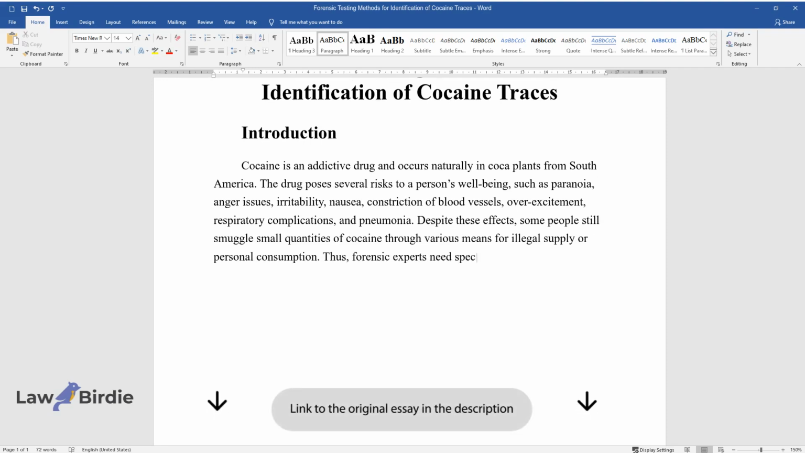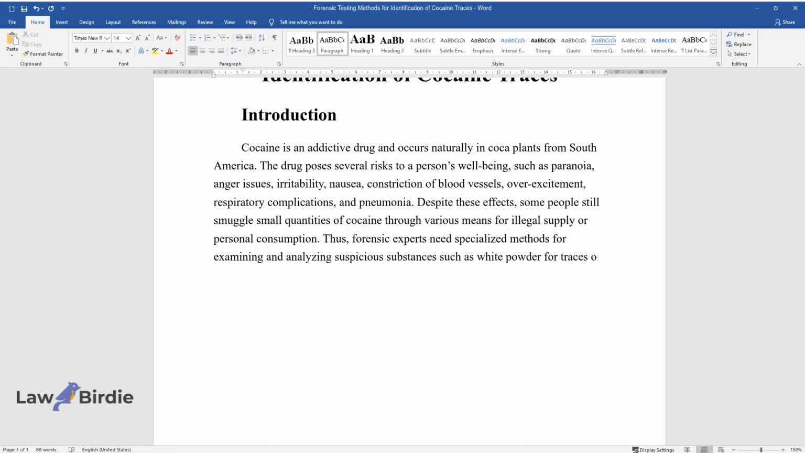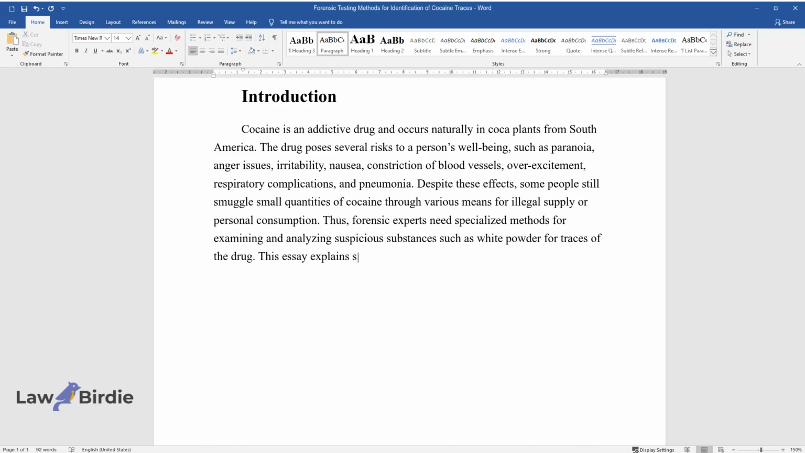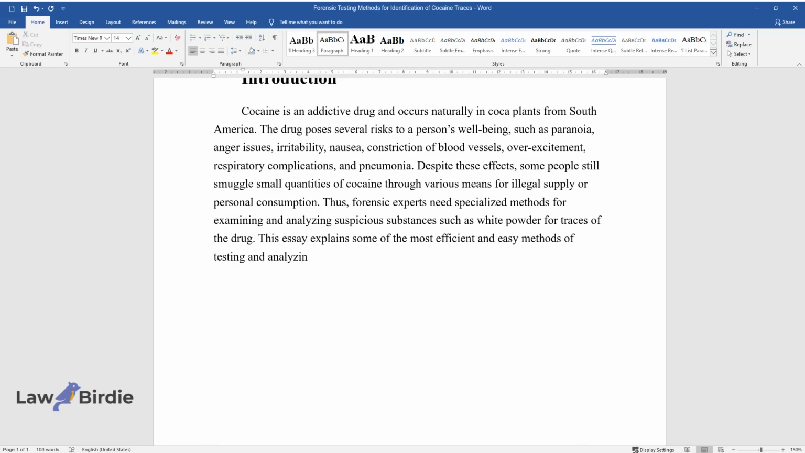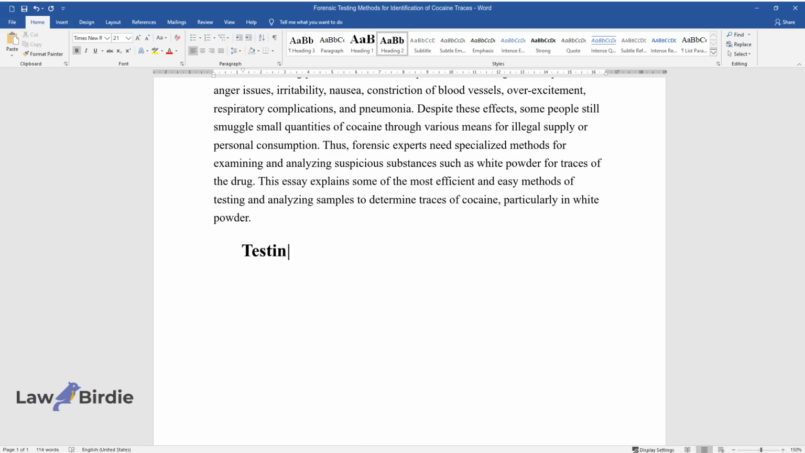Thus, forensic experts need specialized methods for examining and analyzing suspicious substances such as white powder for traces of the drug. This essay explains some of the most efficient and easy methods of testing and analyzing samples to determine traces of cocaine, particularly in white powder. Testing methods.